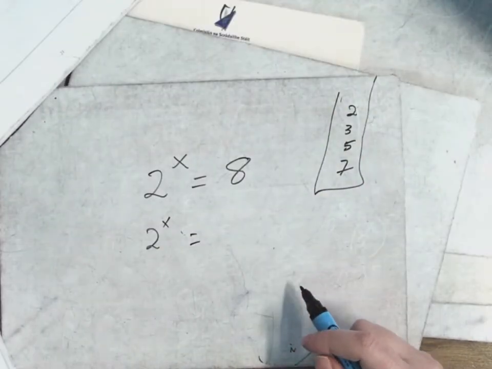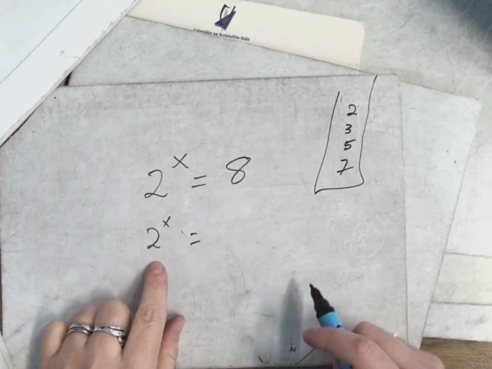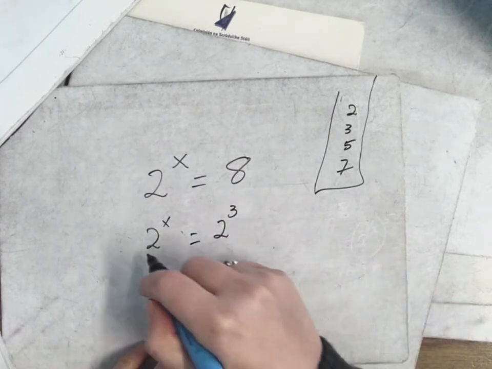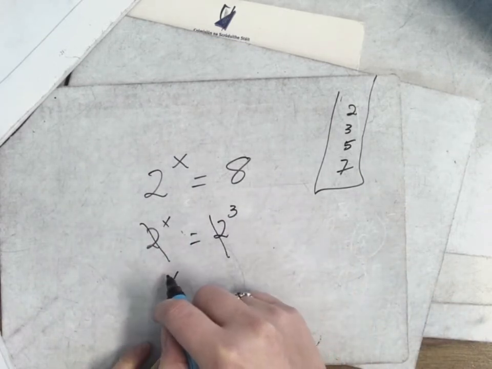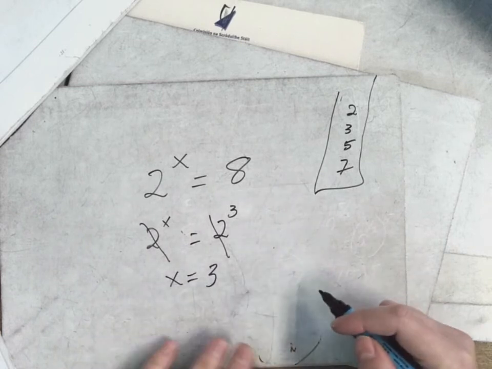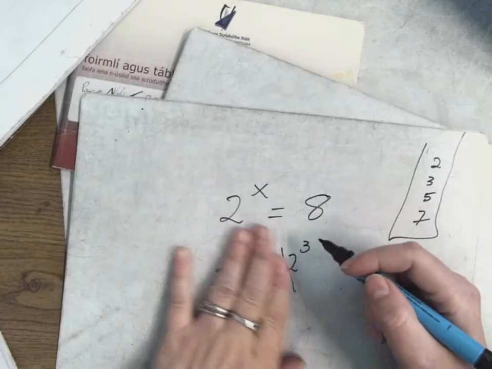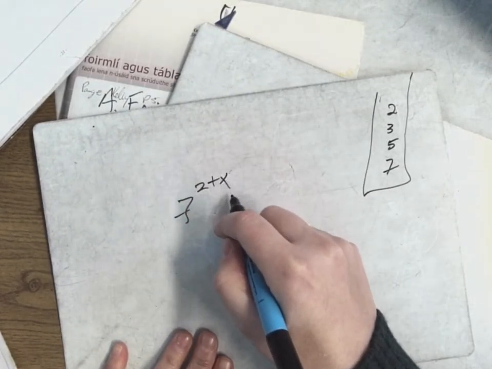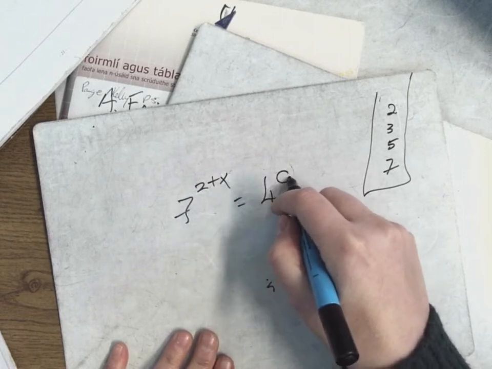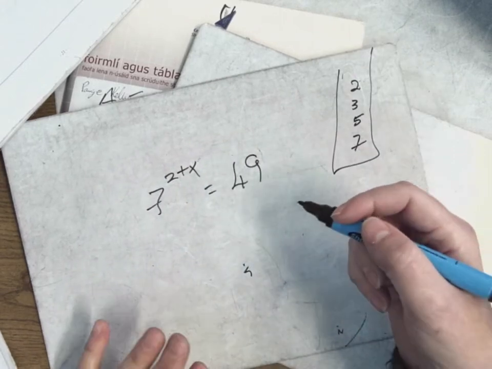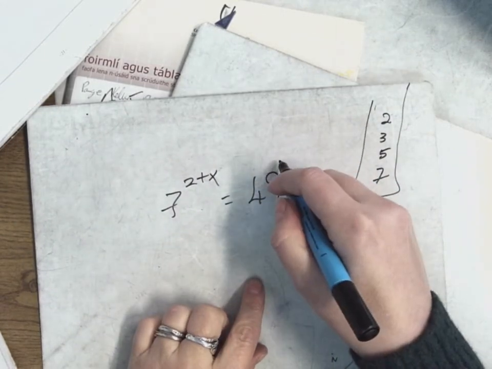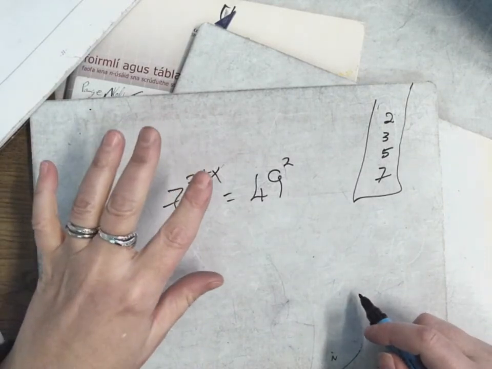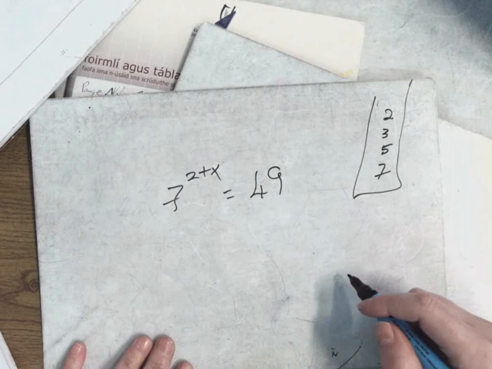A bit slow. Right, okay, 8 can be written as a power of 2. What's 8? 2 to the power of what? 3. And then what do I do now? There's a 2 to the power of, 2 to the power of, what am I left with? x equals 3. Right? Okay, I think the one in the last test I gave you was something like 7 to the power of 2 plus x equals 49 to the power of, I can't remember. Right, 49 to the power of 2. Something like that? Okay. Equals 49? Right, okay.